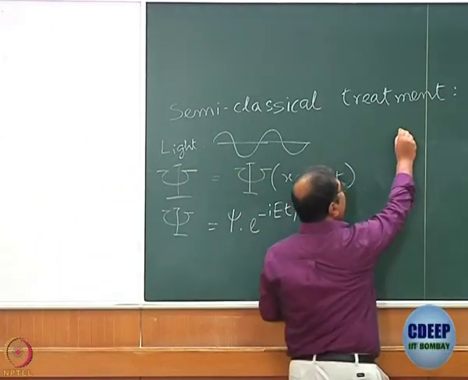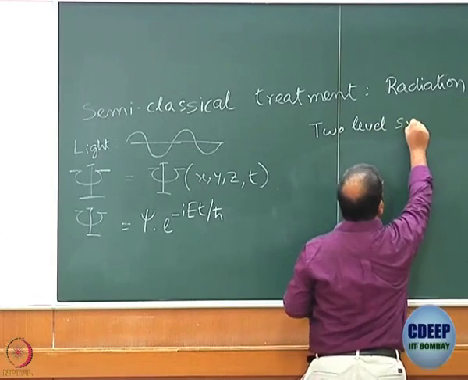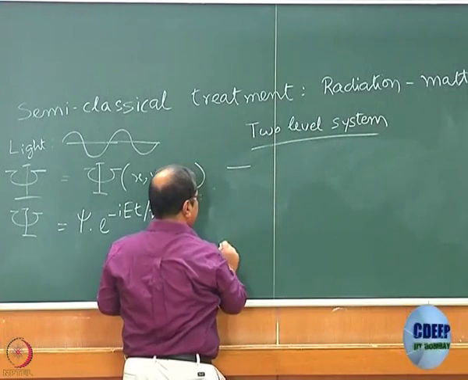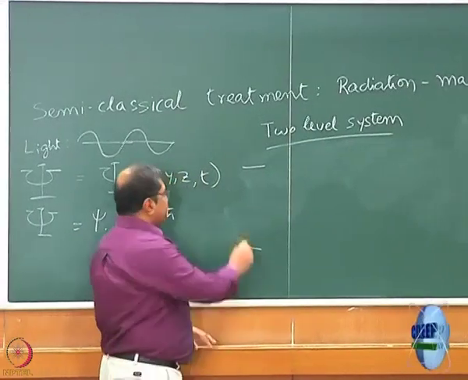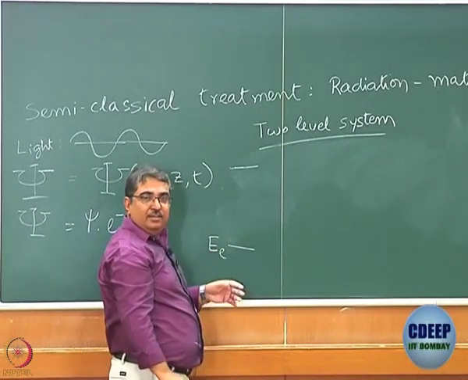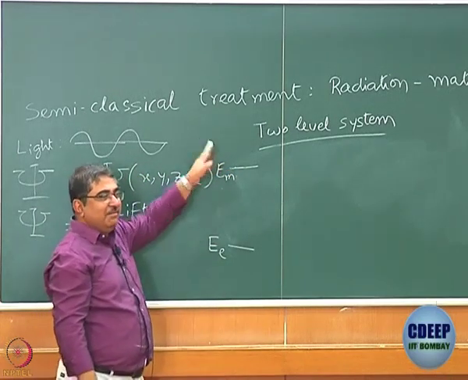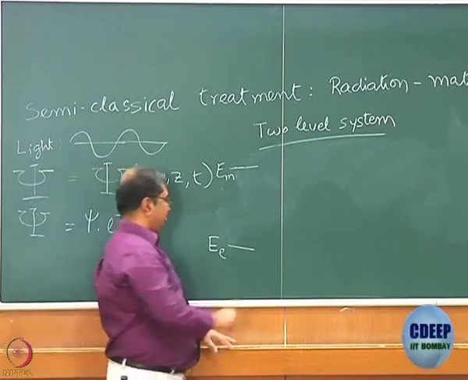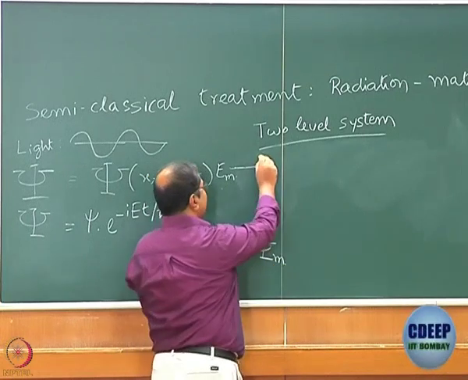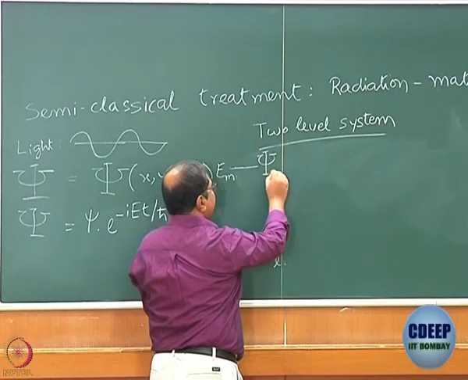So we are going to talk now about a two-level system. Let us say this is characterized by energy EL, L for lower, but this one is EM, not U for upper, but M, the next letter in the alphabet. This of course is also characterized by a wave function, capital psi L, and the wave function for this is capital psi M.